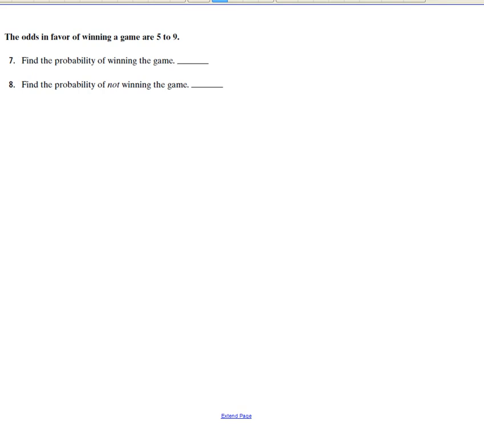Number 7. Just another way of writing this out. If we say the odds in favor of winning the game are 5-9, what's the probability of winning that game? It's just 5 out of 9.